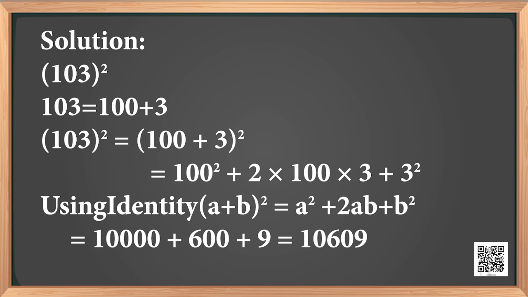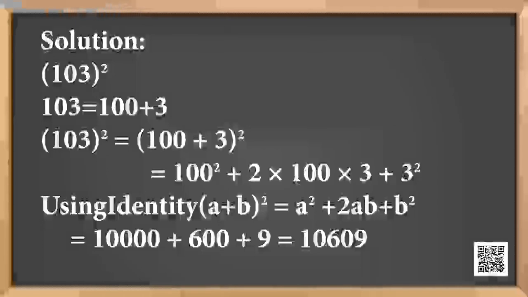Using the identity (a+b)² = a² + 2ab + b², 103² is equal to 10,000 + 600 + 9, which is equal to 10,609. We may also directly multiply 103 by 103 and get the same answer. Try yourself. You will see that (a+b)² = a² + 2ab + b² gives us less tedious steps than the direct method of squaring 103.